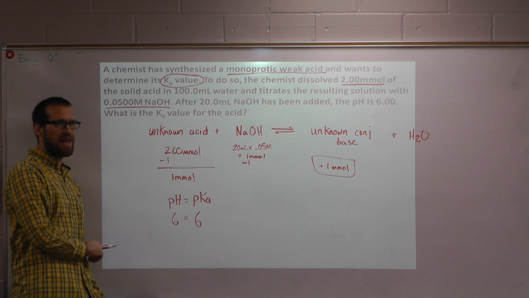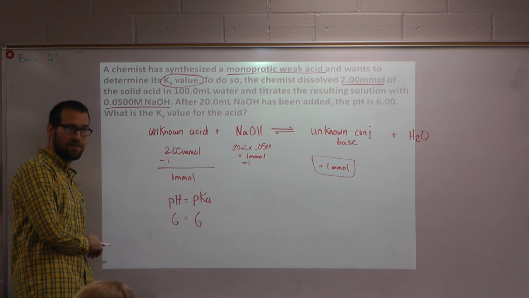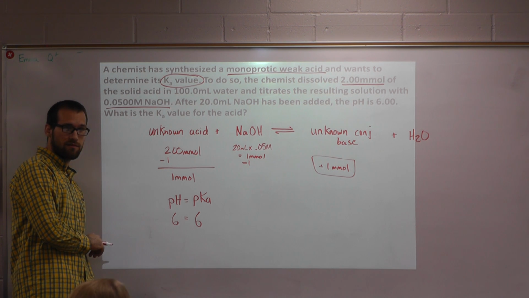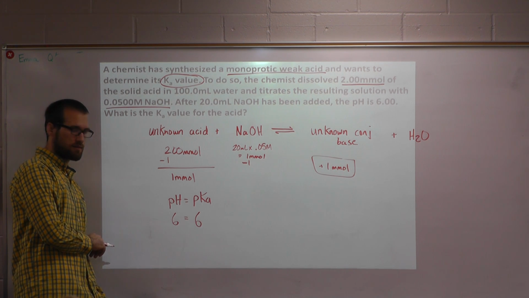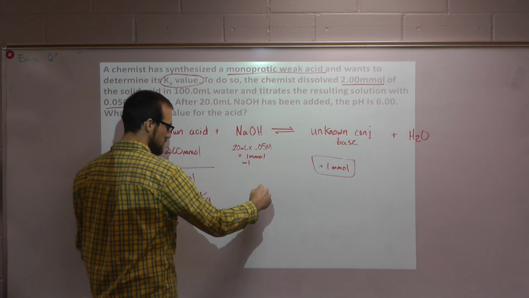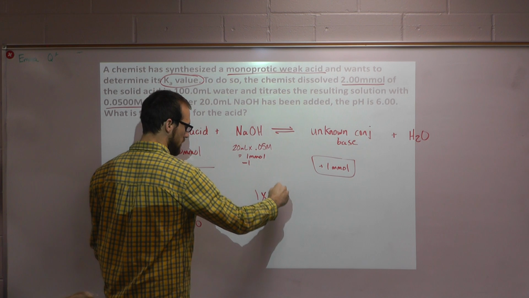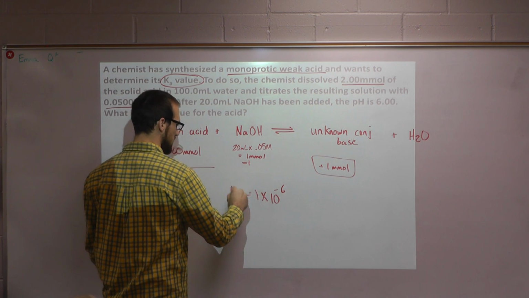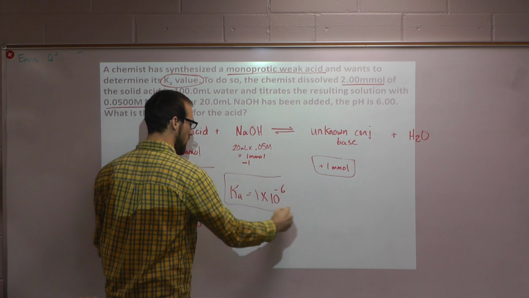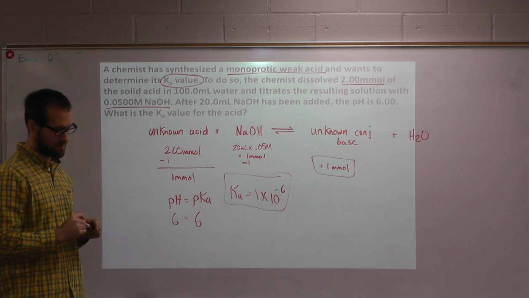If we know the pKa is 6, can we find the Ka? It's 10 to the negative, right? Yeah. So it should be 1 times 10 to the negative 6 is our Ka value of my unknown acid.